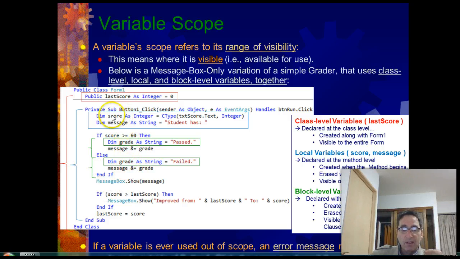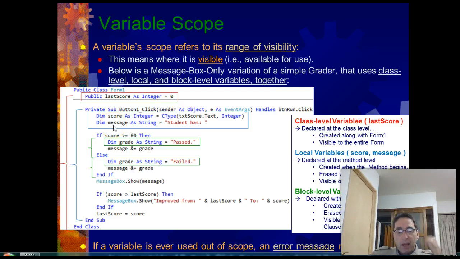So again, if I want to use this and this somewhere else in the method, I can. So I can refer to score like I'm doing it here. I can refer to message like I'm doing it here, for example, or here. Okay, so within this sub-procedure, I can refer to these variables.